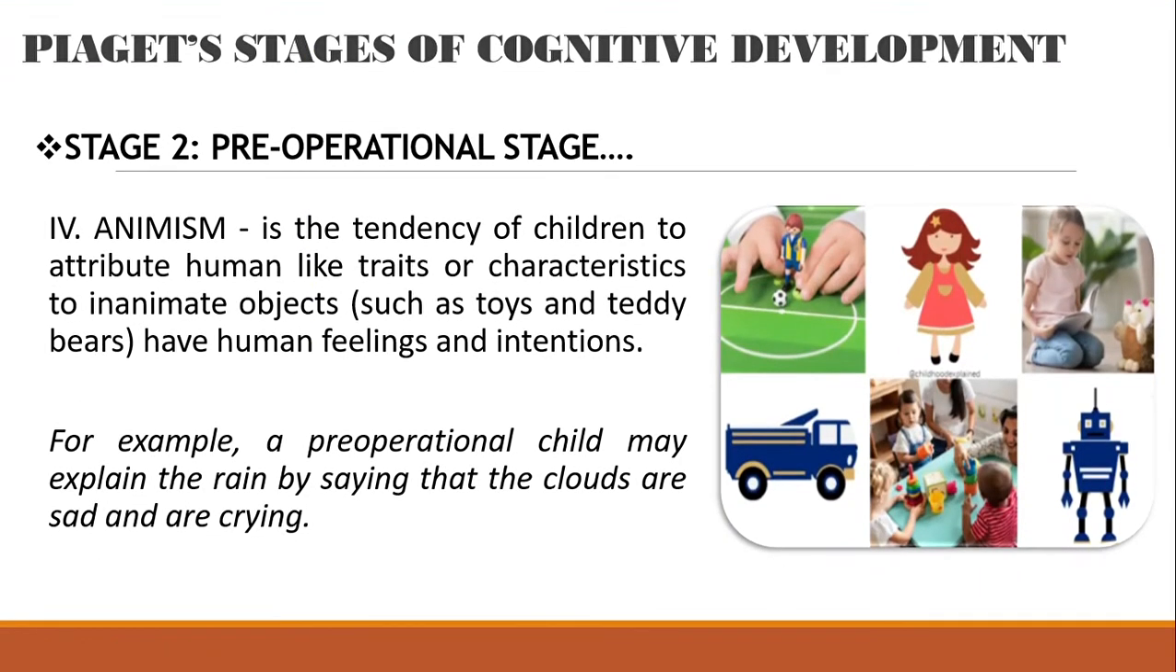So fourth is animism, the tendency of children to attribute human-like traits or characteristics to inanimate objects, such as toys and teddy bears having human feelings and emotions. Akala nila yung mga toys nila may feelings din kagaya nila. For example, a pre-operational child may explain the rain by saying that the clouds are sad and crying.